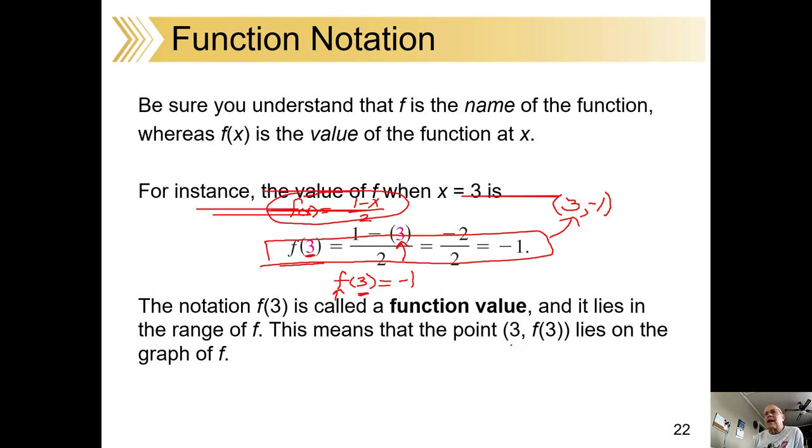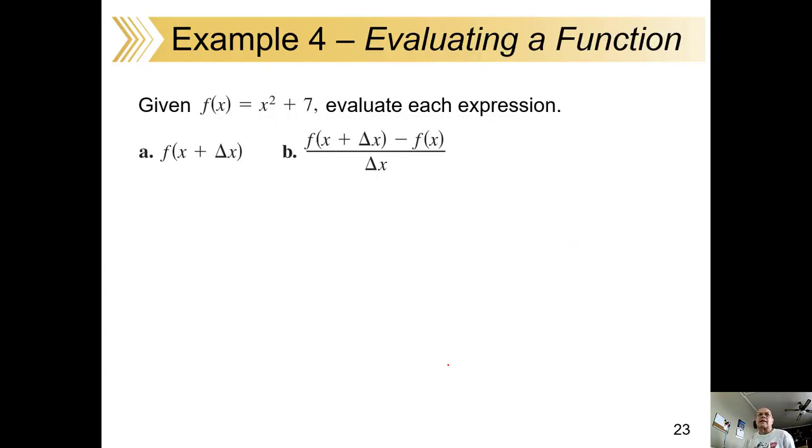Another way of writing the same thing is for that f of x. For 3, how do I get the second coordinate? I send it to f and see what he sends back to me. Next. Okay, we're getting a little bit more interesting.